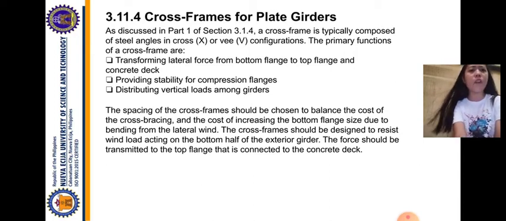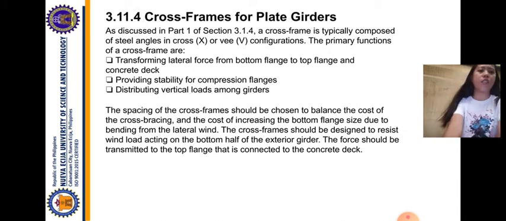The spacing of the cross frames should be chosen to balance the cost of the cross bracing and the cost of increasing the bottom flange size due to bending from the lateral wind. The cross frames should be designed to resist wind load acting on the bottom half of the exterior girder. The force should be transmitted to the top flange that is connected to the concrete deck.